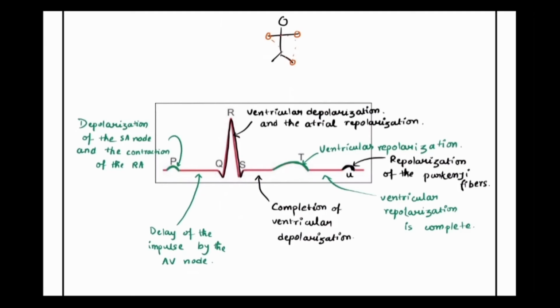So that was it for this video. We are going to look at the blood vessels, that is the arteries and veins, in the next video. And finally, we are going to look at the double circulation in humans. So all of that in the next one.